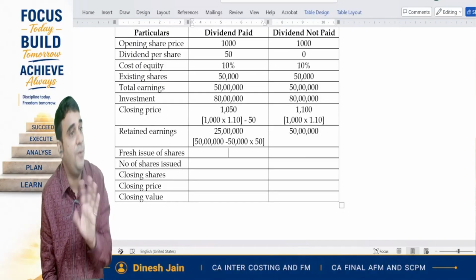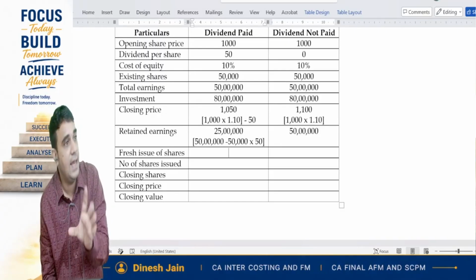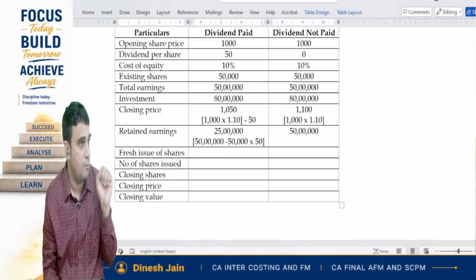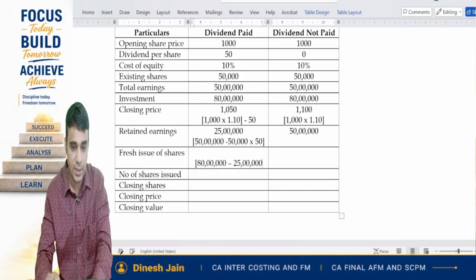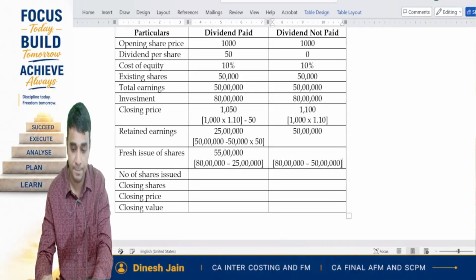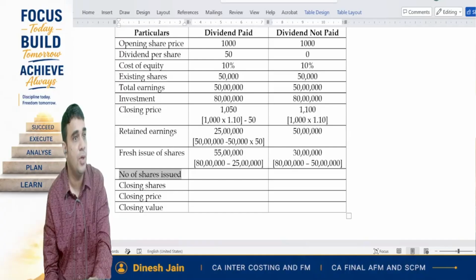If 25 and 50 is retained, investment is how much? 80 lakh and 80 lakh. Balance money is fresh issue. This fresh issue is 80 lakh minus 25 lakh, how much? 55 lakh. And this is 80 lakh minus 50 lakh, 30 lakh. For this 55 lakh, I have to issue shares.